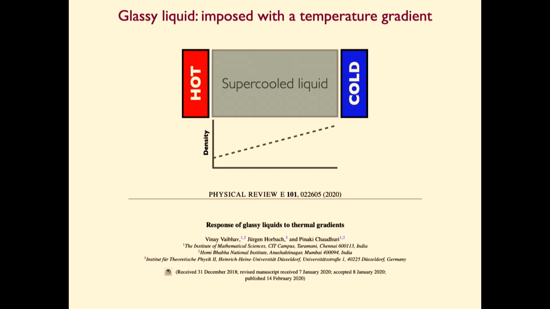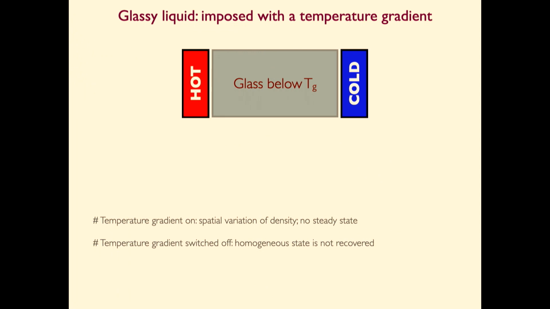But here we want to understand what happens to a glass which is below the glass transition temperature if we apply a similar type of temperature gradient. So again here the density inhomogeneity and other inhomogeneity you will see in the material, but you will not see the steady state because it takes a very large time to reach. And when we switch off the gradient, the homogeneous profile of the material is not recovered. Whatever inhomogeneity has been generated in the sample, not exactly that, but some sort of inhomogeneity will be present in the material even if you remove this temperature gradient that you have applied to the material.